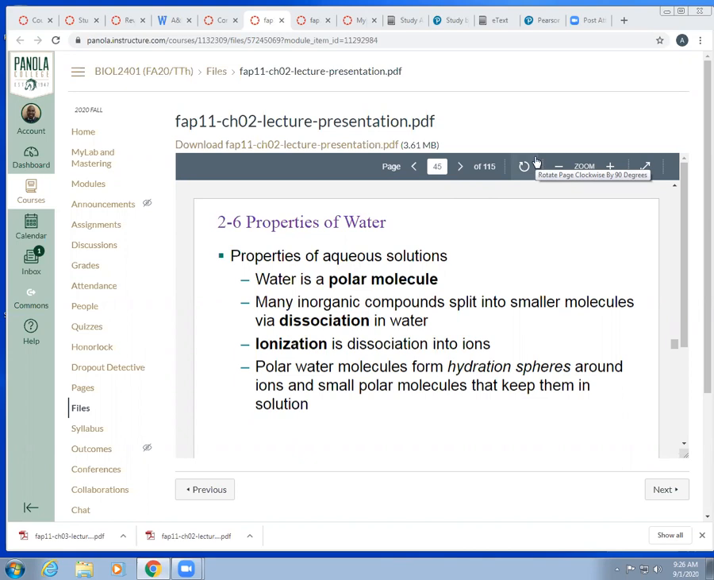So things like ions. Ionization is when you take, say, a salt and it separates into ions when you mix it in water. If you take sodium chloride and mix it in water, sodium ions will separate from the chloride ions. And polar water molecules will form what we call hydration spheres; we'll see a picture of this. Hydration spheres are basically circles that surround small polar molecules. It's a bunch of water molecules that surround it.